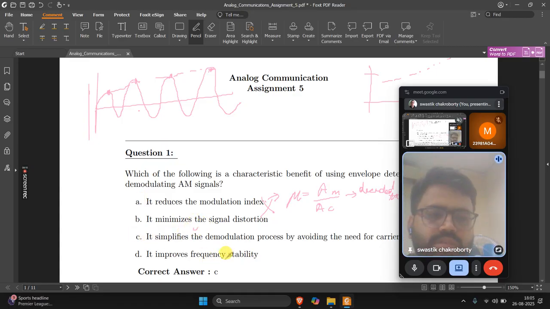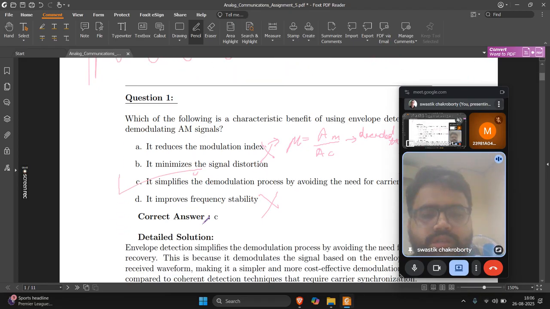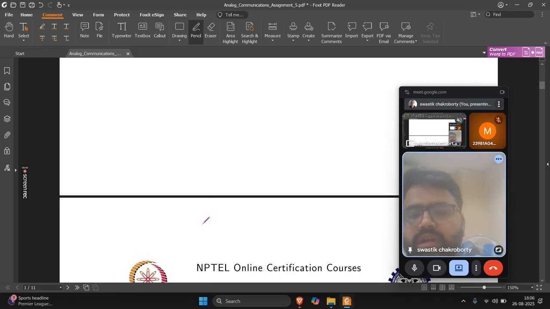Now, it improves frequency stability. Amplitude modulation has nothing to do with frequency, so this is squarely false. And it minimizes the signal distortion. Here we are detecting envelopes, so it has nothing to do with that. Because we are only dealing with the peak values, if the peak values get distorted, so will the message. We cannot do anything about that in this method. So the correct answer is option C: it simplifies the demodulation process by avoiding the need for carrier recovery.